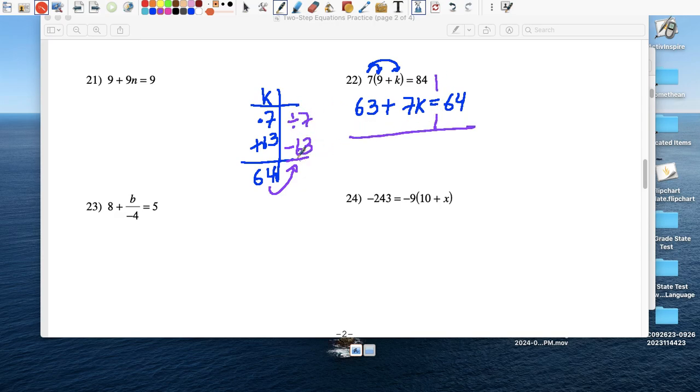So step 1, subtract 63, and please put it under the other 63. On the right side, 64 minus 63 is 1. 63 minus 63 is 0, the additive inverse, so that goes away. And then positive 7k comes down.